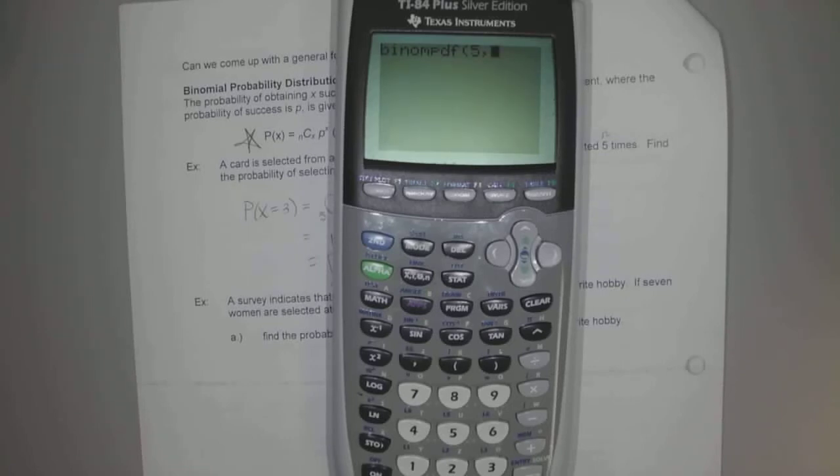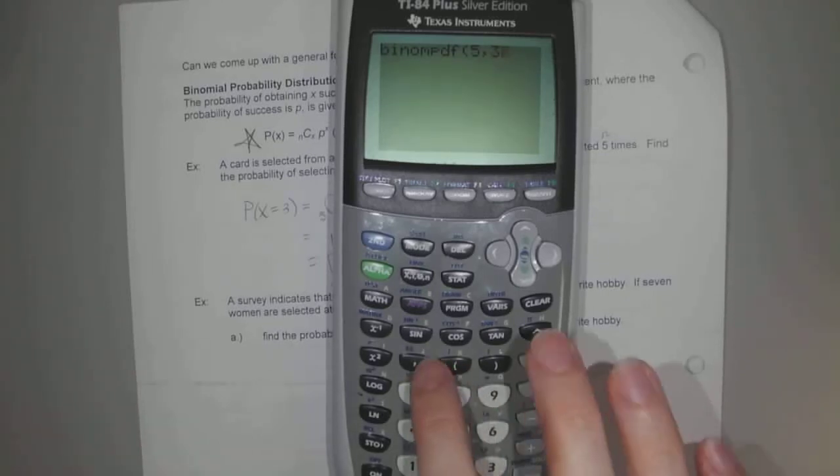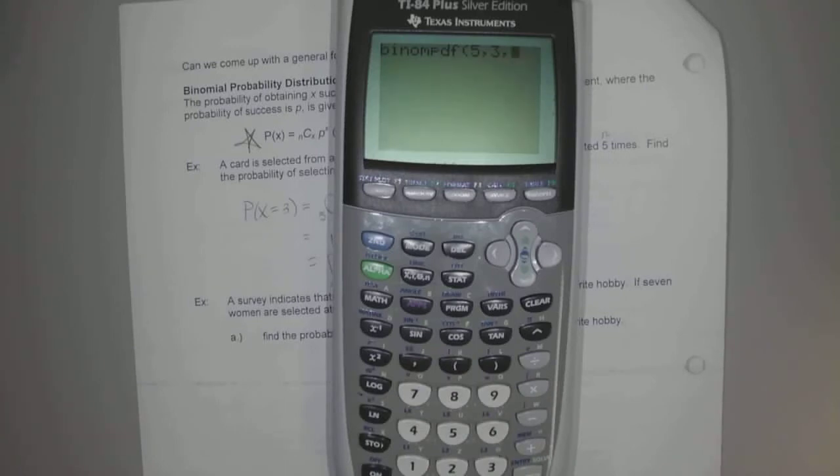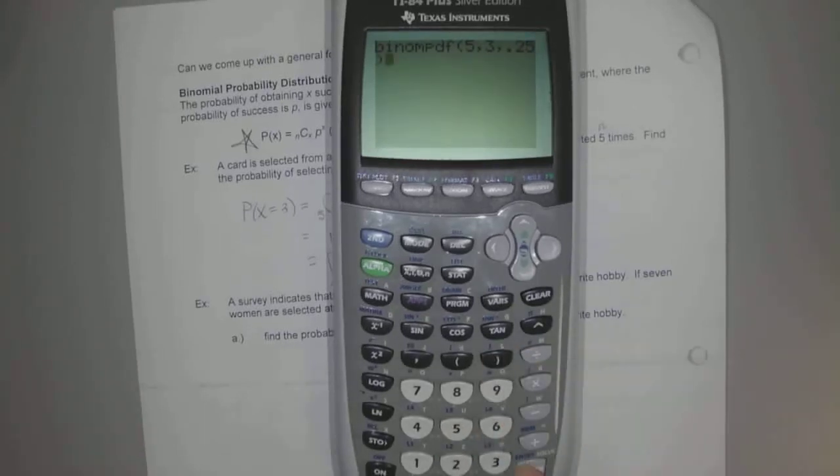So how many clubs did we want to pull? 3. And again, you're kind of answering these on the new ones. It's a little bit easier. And the last thing is P, your probability of success. So what was the probability of getting a club? 0.25. Close off your parentheses and hit enter.